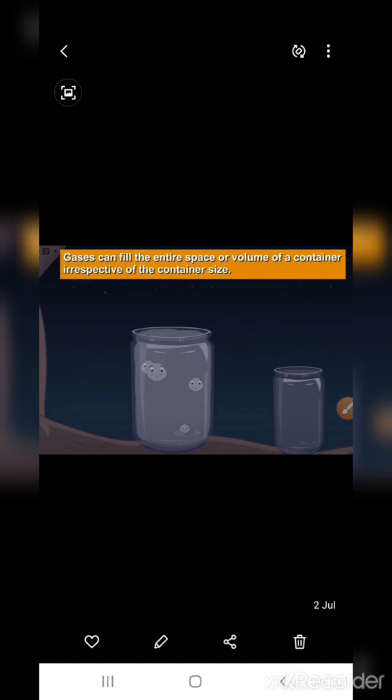Gases can fill the entire space or volume of a container, irrespective of the container size, right? You can see here, there is an example from your home, that is a gas cylinder. Gases fill in this gas cylinder, so they can take the entire space or volume in the cylinder, right? Irrespective of the container size, gases can fill the entire space.